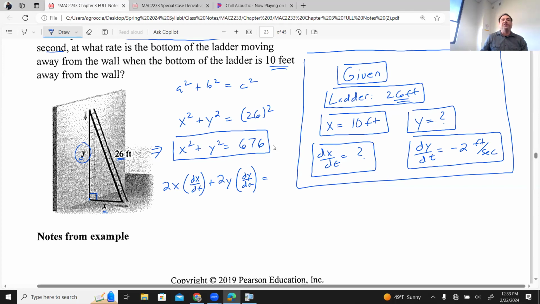Equals, what's the derivative of 676? 0. And I don't put anything after it because anything times 0 is 0. It won't change. So here's the deal.